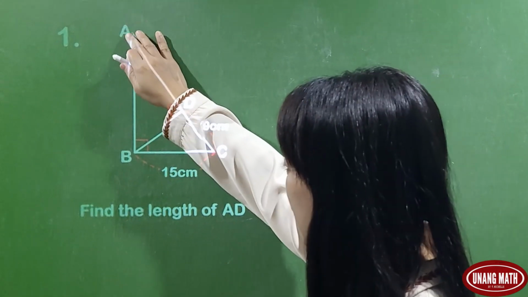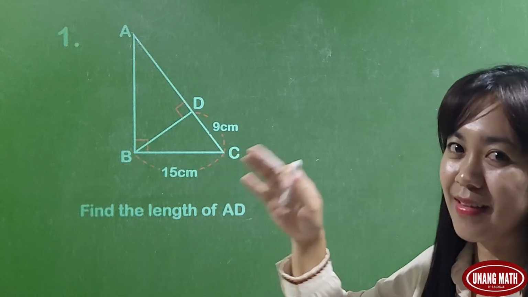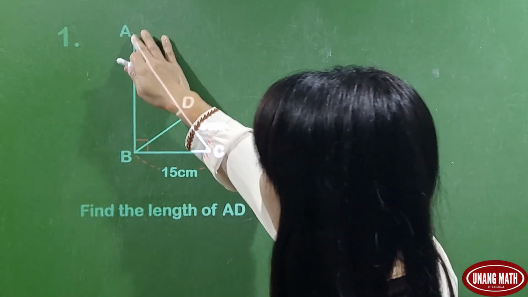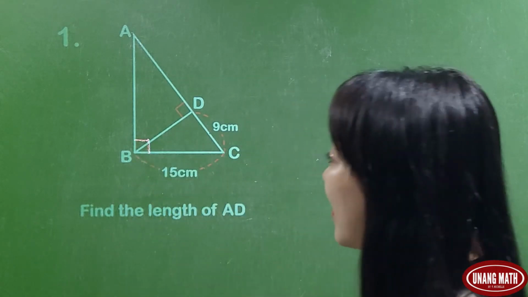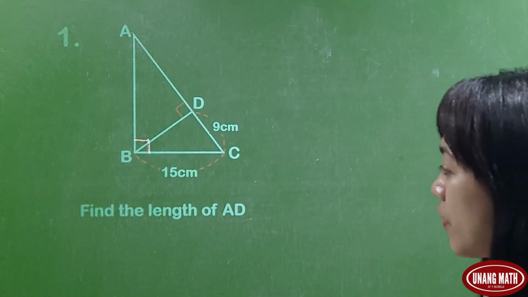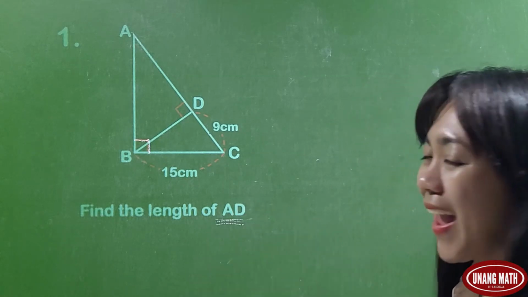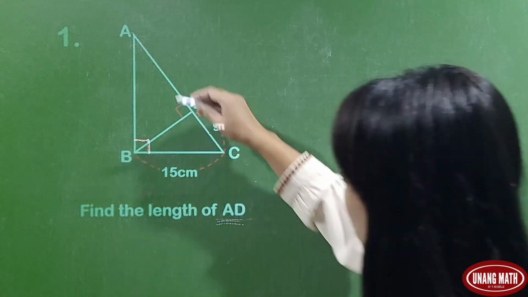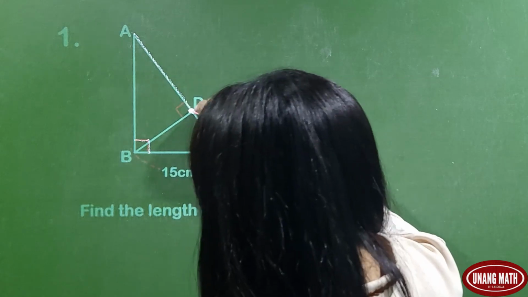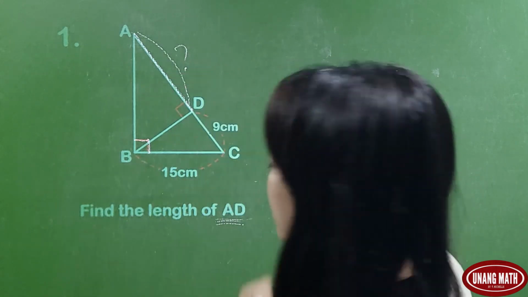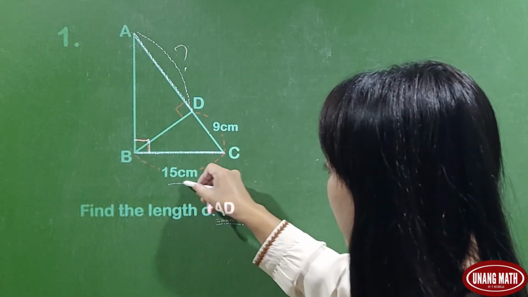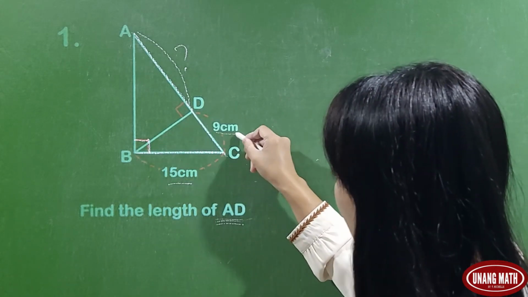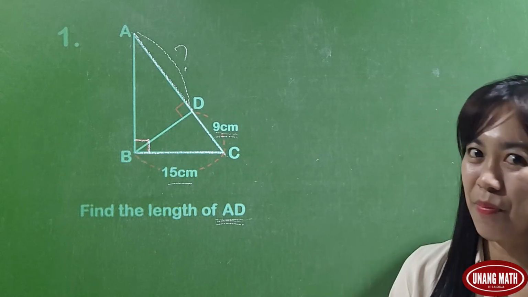Let's name this triangle as right triangle ABC, as indicated that this angle is 90 degrees. We will find the length of AD or segment AD. So it means this length. It's given that segment BC is 15 centimeters, DC is 9 centimeters.